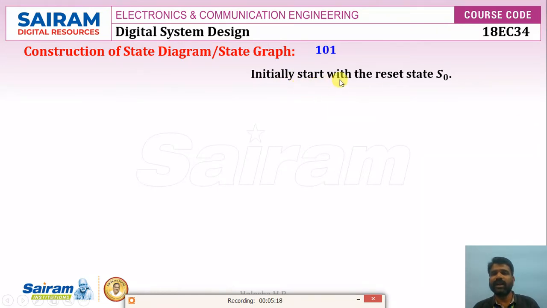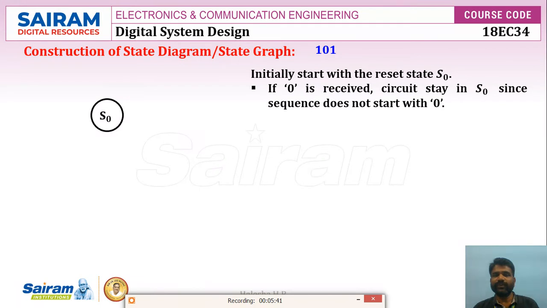Initially start with the reset state S0, and in a state diagram, states are represented by nodes. Let's say S0 is a node which represents state S0. This is the first reset state, so we are waiting for the first bit to be received. Either we receive 0 or 1. Suppose 0 is received, that is not the first bit. Our first bit is 1. So the circuit stays in S0 since the sequence does not start with a 0. And that will be indicated as a directed branch.